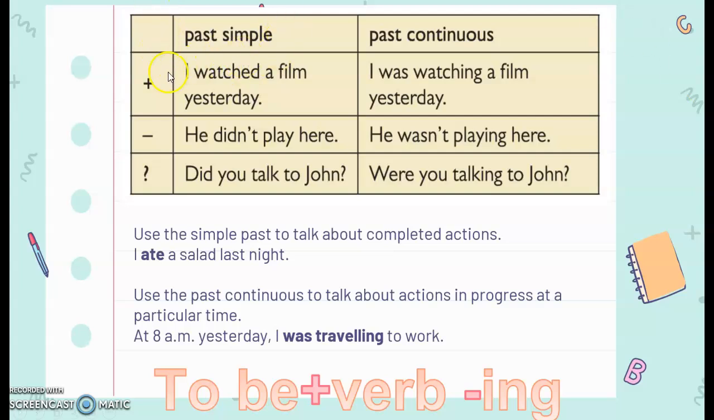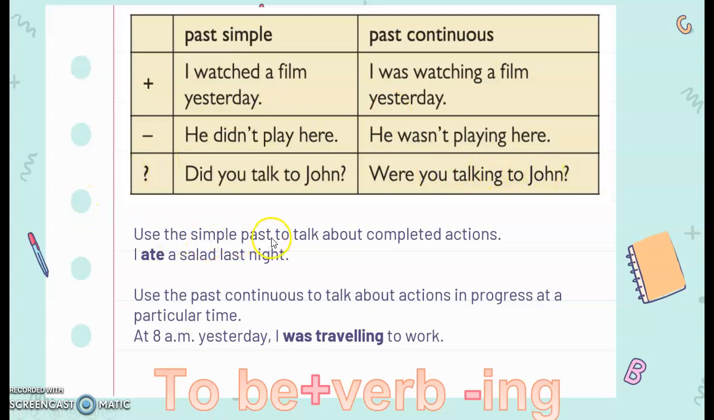Past simple. Affirmative. I watched a film yesterday. Negative. He didn't play here. Interrogative. Did you talk to John? Past continuous. I was watching a film yesterday. Negative. He wasn't playing here. Interrogative. Were you talking to John?